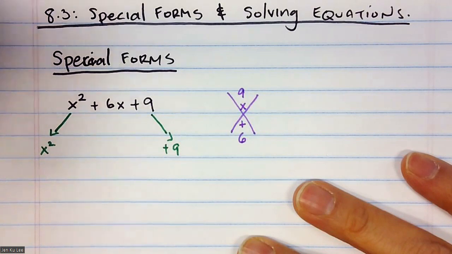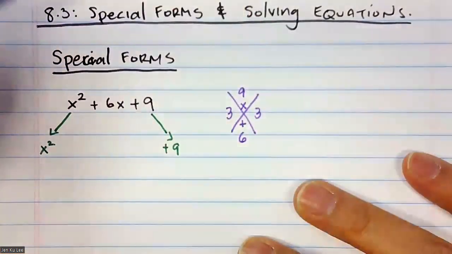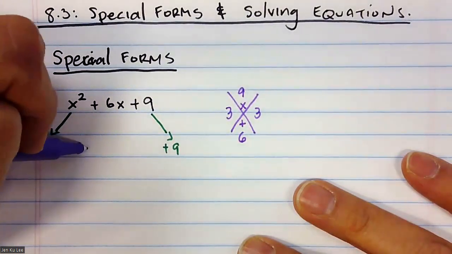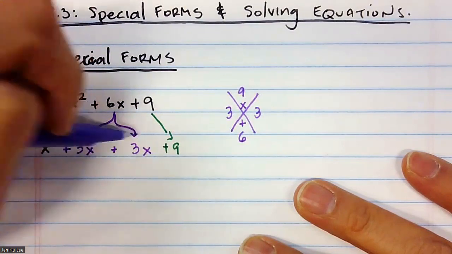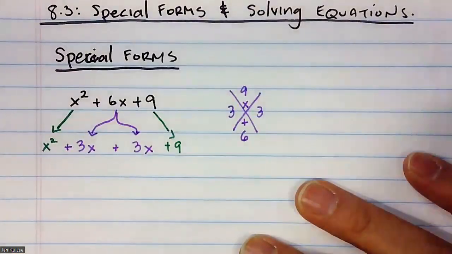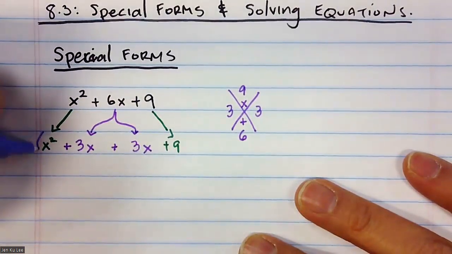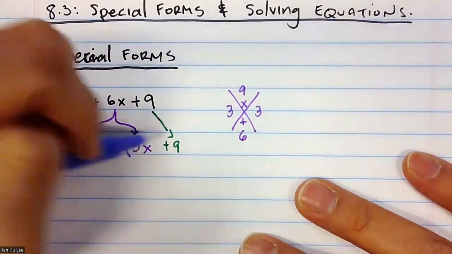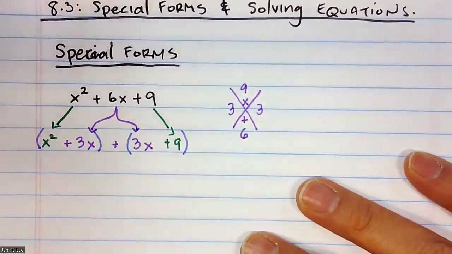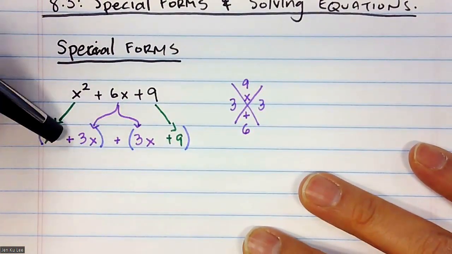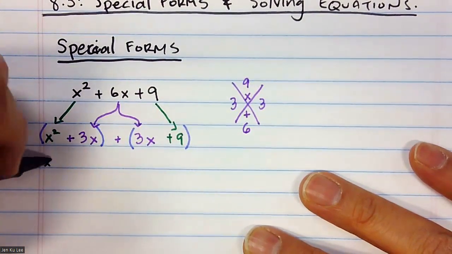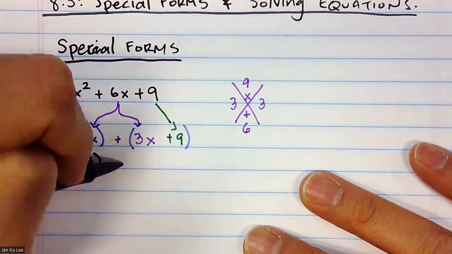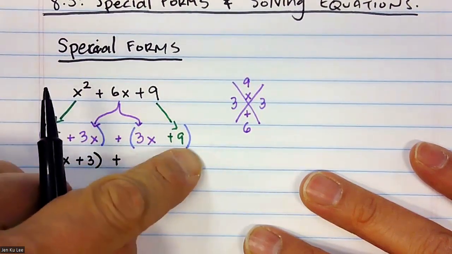3 and 3, right? So this is plus 3x plus 3x. The 6x goes to both the 3x and the 3x. And I'm going to make parentheses around the first two and around the last two. What's in common between x squared and plus 3x? An x. So an x comes out. So that's x plus 3, plus 3x and a 9.